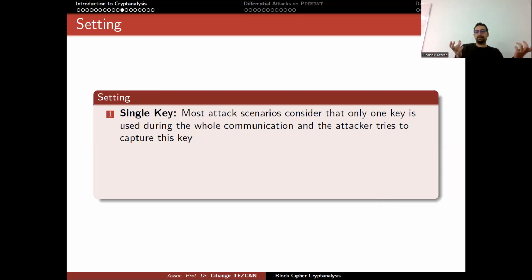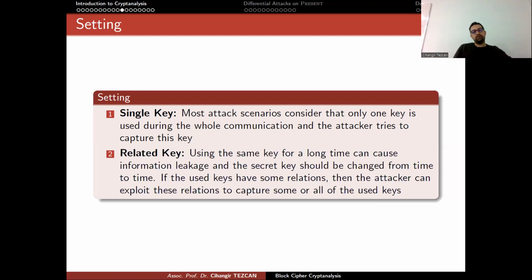So the attacker, if they know this information, they don't know both of the keys, but they know what their XOR is. Okay, so this leads us to the second scenario, the setting which we call related key. So let me read it again. Using the same key for a long time can cause information leakage, and the secret key should be changed from time to time. If the used keys have some relations, then the attacker can exploit these relations to capture some or all of the keys.